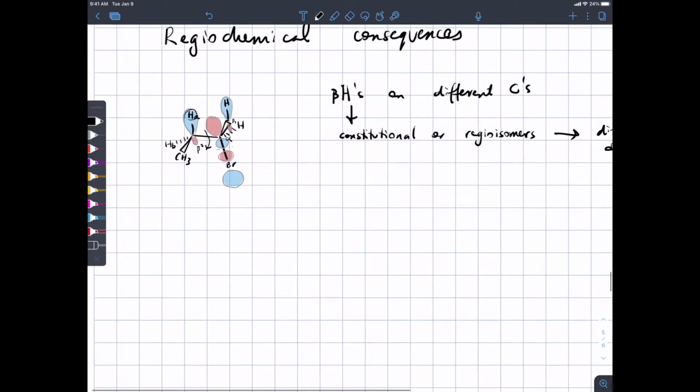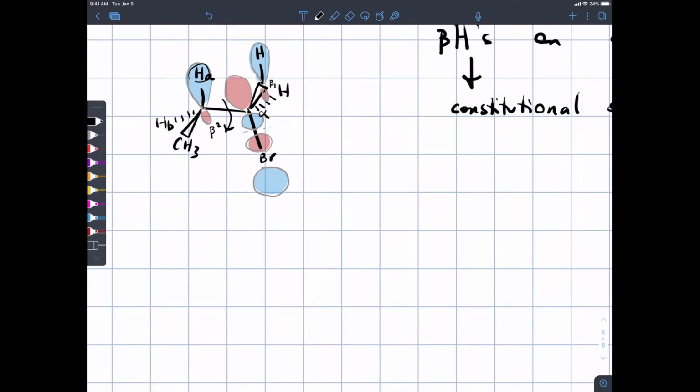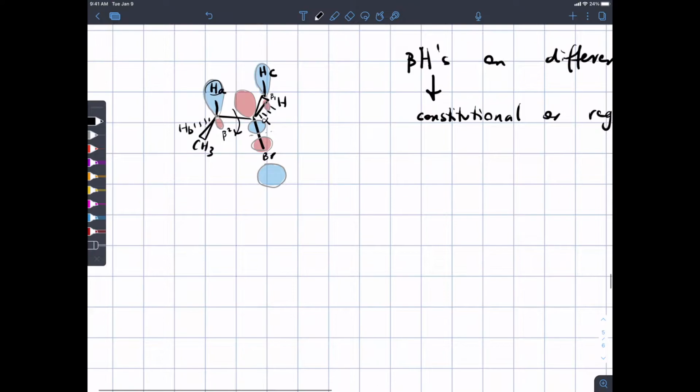So, if we're going to call HA, HB, and HC, beta proton C is on a different beta carbon than our protons A and B. We already showed that if you remove proton A versus proton B, you get the cis and trans isomers, right? And that was an issue of stereochemistry. However, if you remove proton C, what's the product you're going to get?